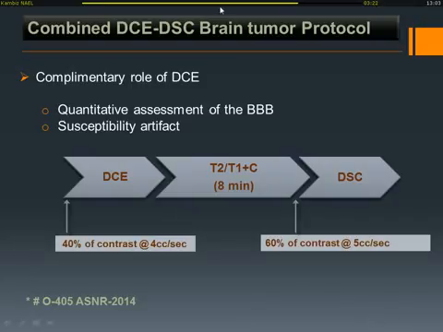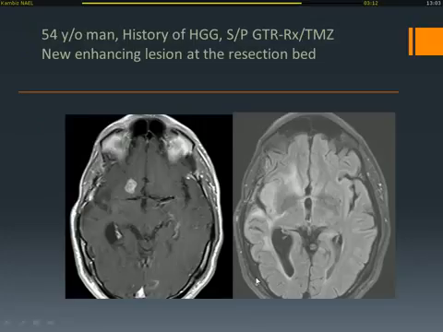For brain tumor protocol, again, we like to take advantage of the complementary role of DCE. So we do DCE and DSC in the same protocol, splitting the contrast. And I'm showing you one example of why we think DCE is important in our practice.